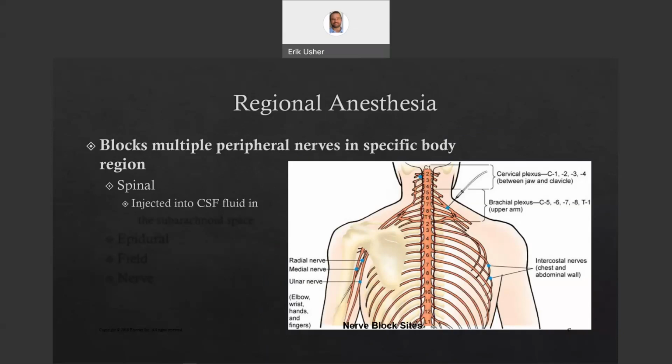Spinal, it's injected into the CSF, into the subarachnoid space. Epidurals, that's probably a very common one that we've heard. A lot of women get epidurals when they're delivering babies. Field and nerve blocks, and sometimes these are not necessarily palliative, maybe restorative, but some patients who have chronic pain issues will get nerve blocks. We talked about that with the trigeminal neuralgia just recently.